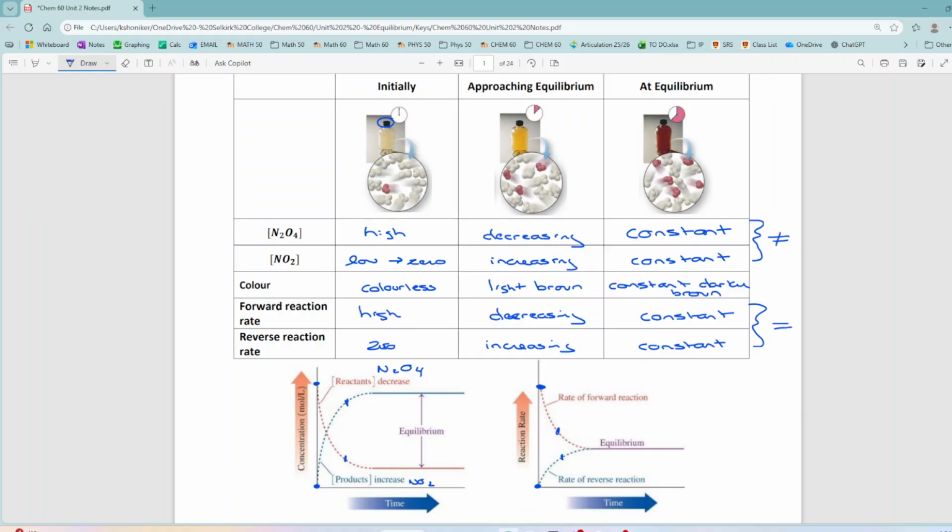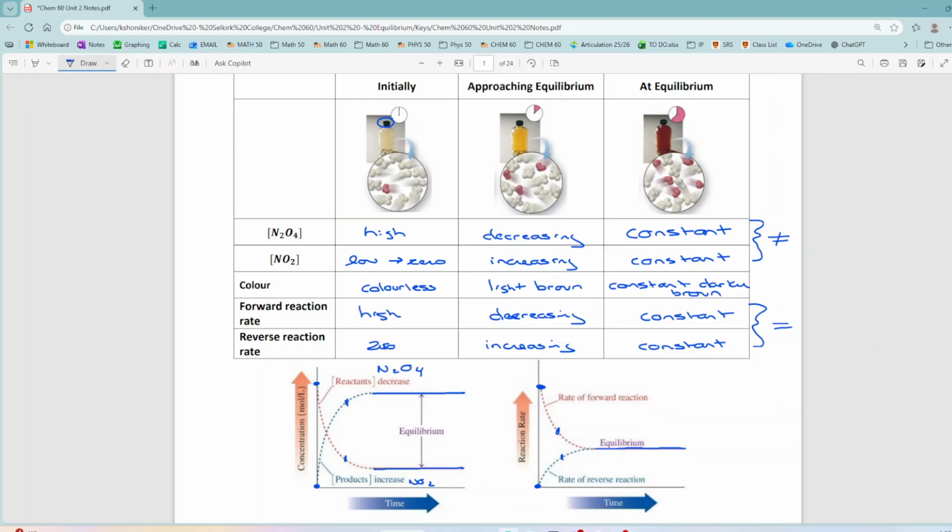So if you look at this chart here for the concentrations, the concentration of this is NO2. So the concentration of nitrogen dioxide is constant, and the concentration of dinitrogen tetroxide is constant, and they're not equal to each other. And if you look at this one, you actually have way more nitrogen dioxide when the reaction hits equilibrium. And then the reaction rates, they kind of came into each other. The rate of the forward reaction decreased, the rate of the reverse reaction increased until they reached a constant rate at which they're at equilibrium.